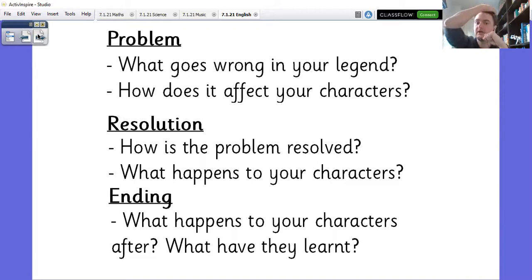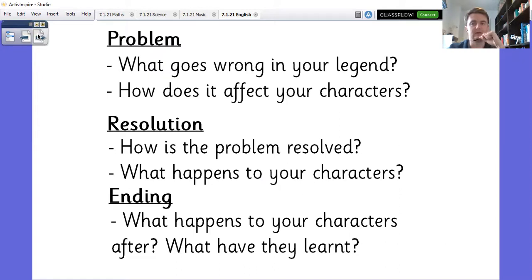The resolution is, how is the problem resolved? Is it resolved with the first thing that they try, or do they have to try a couple of different things? What happens to your characters? Do they escape without a mark on them? Do they come out and are they shaking? Do they have to battle their way through? All of that depends on what has happened at the start of your story.